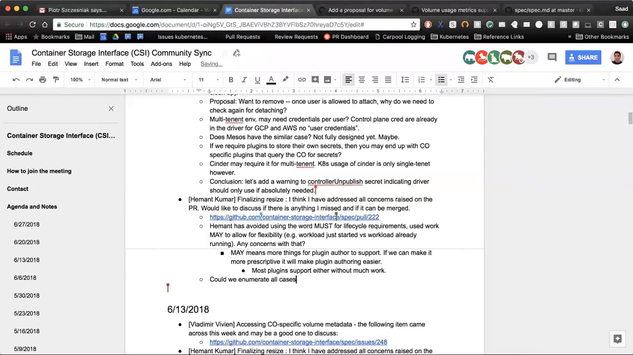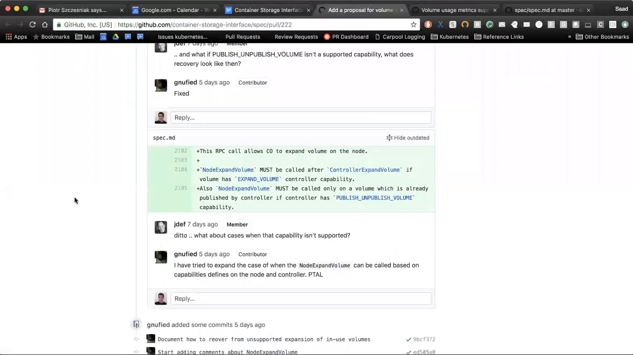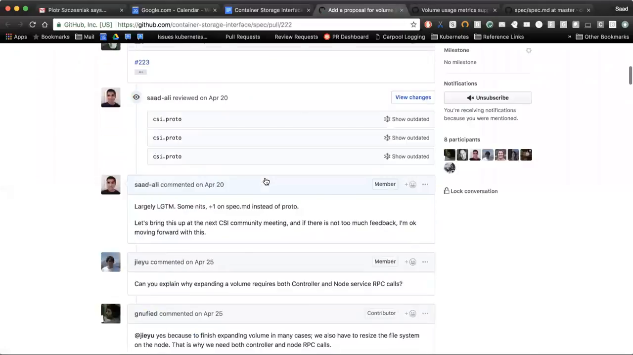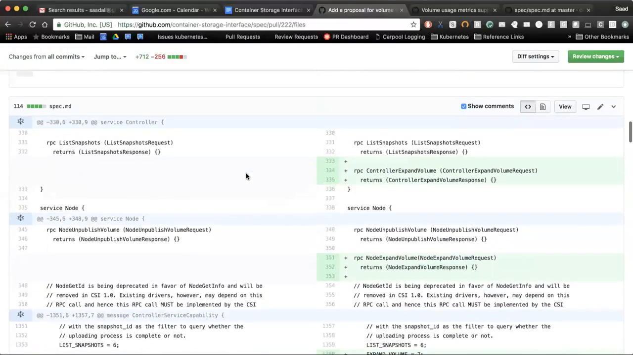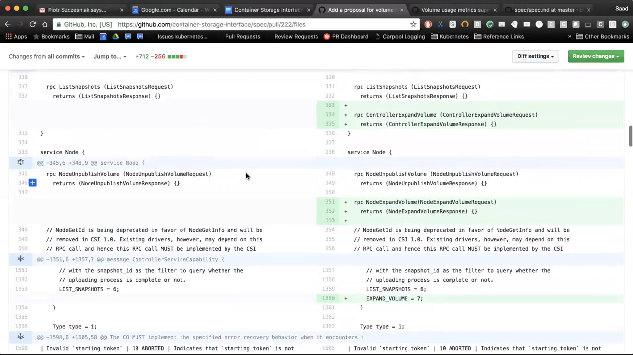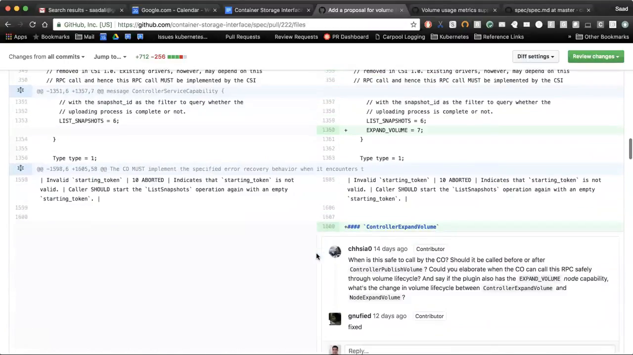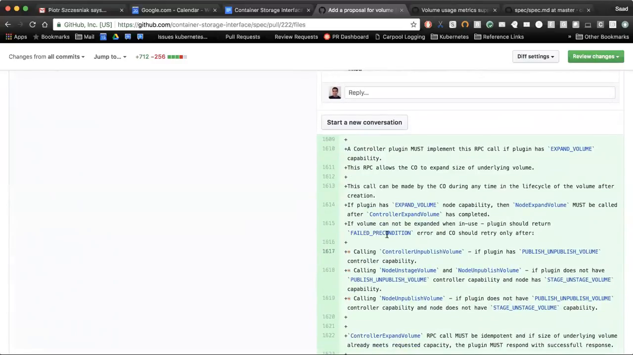I have tried, and it's already becoming long, and maybe that's not a problem, but if you read this, it's already growing big. If the plugin has the stage/unstage volume node capability, the node expand volume may be called after node stage volume. If the plugin does not have stage/unstage volume node, the node expand volume may be called after node publish volume. So those are the two cases of offline, and there's a statement for online also: node expand may also be called to perform online expansion of an in-use volume.